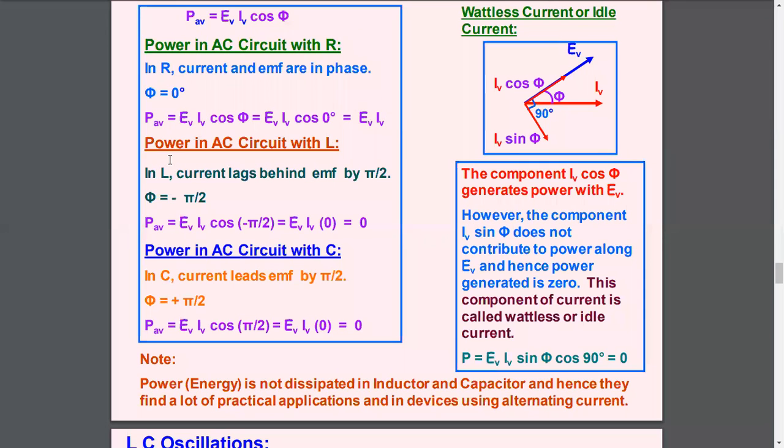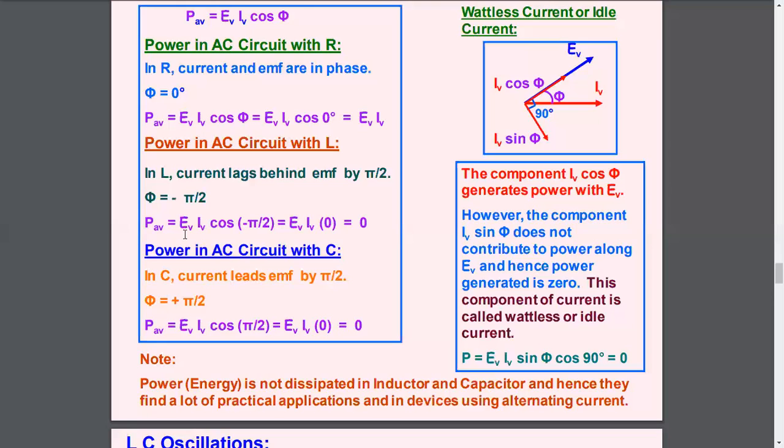Now, the next circuit is the inductive circuit. Let us check out what happens to the power supplied to the inductive circuit. As we have already discussed, the phase difference between current and voltage across an inductive circuit is pi by 2 radian. In an inductive circuit, current lags behind the voltage by a phase difference of pi by 2 radian, that is phi equal to minus pi by 2.